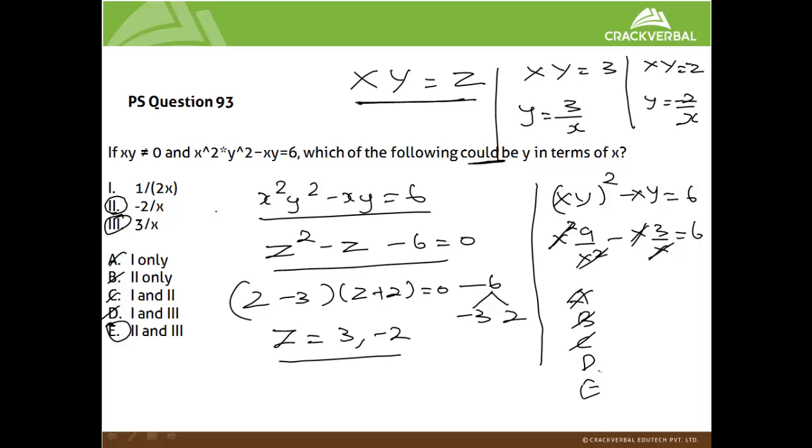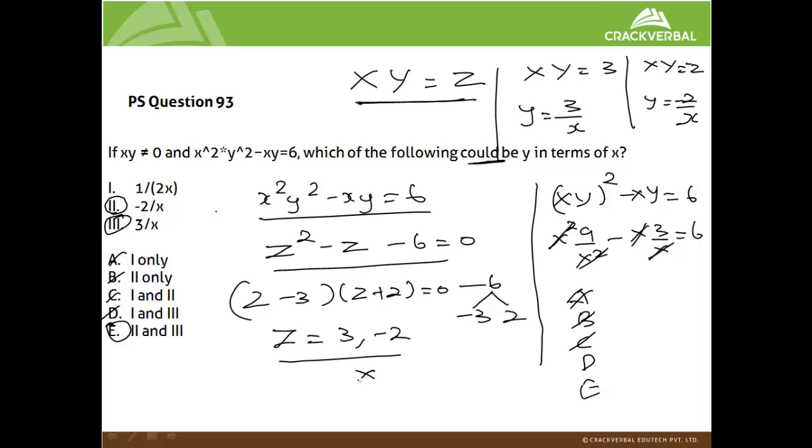Okay, so now out of D and E we can do any one. We can either prove or disprove statement 1. Likewise, statement 2 we can substitute and check whether it is proving or disproving the equation. We can do either one. Since minus 2 by x is easier than 1 by 2x because it will have a fraction, let's do the minus 2 by x here. Instead of y, let's substitute minus 2 by x.